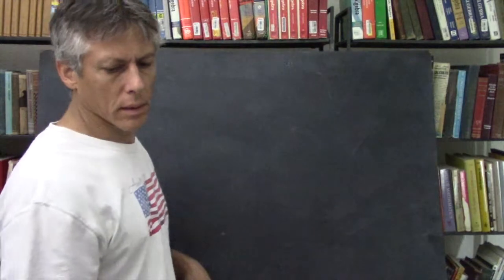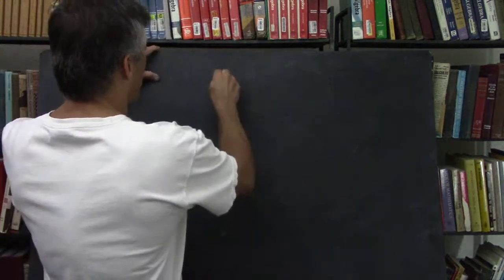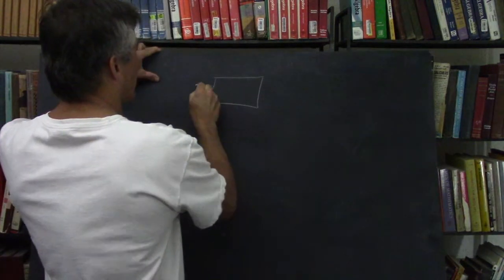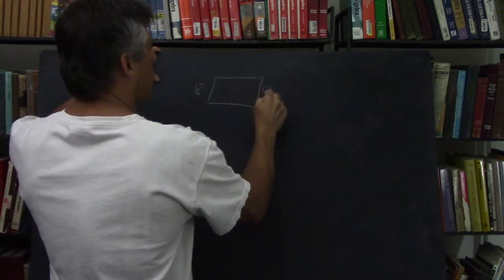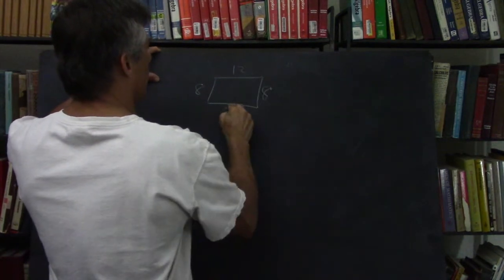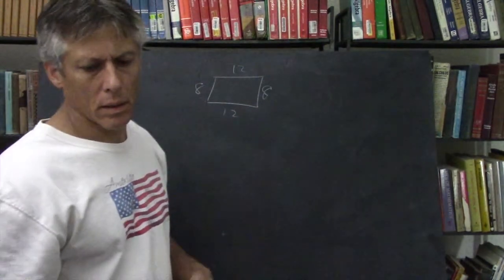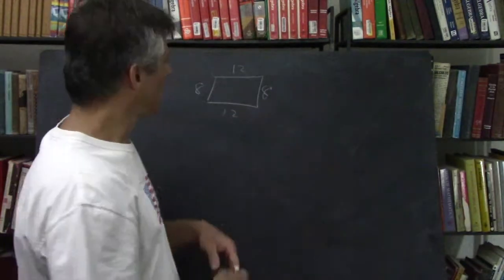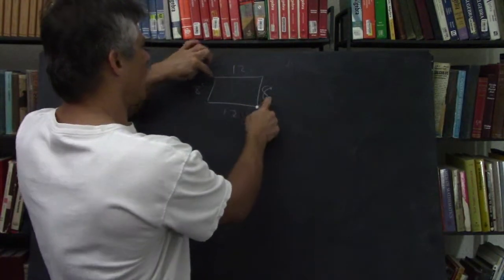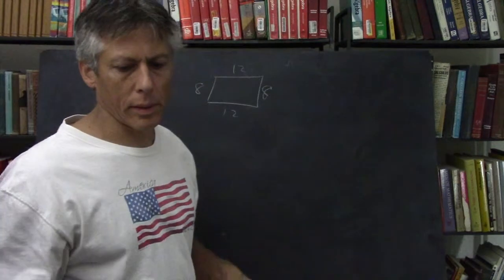Alright, so section 5.2, classroom exercise 1. We've got a figure where opposite sides are the same length. And so by theorem 5.4, since these are congruent and these are congruent, it's a parallelogram. Done.